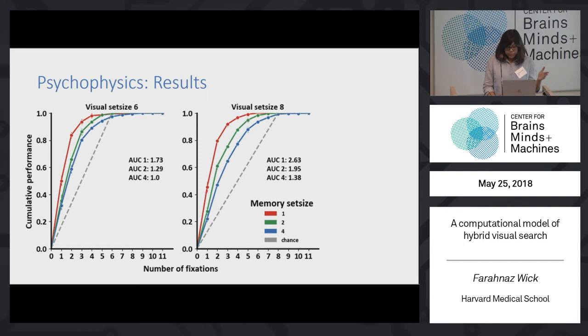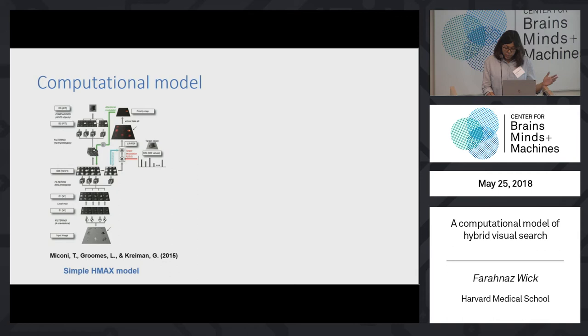So it is clear that search is guided for a single target, but visual search seems to be also guided for two or four things. And it's not clear how our brain uses the features of multiple targets to do hybrid visual search. So we used a computational model to try out different strategies we might be using. The choice of computational model could be something as simple as a modified HMAX model, or some CNN-based model, but it should be able to do visual search.